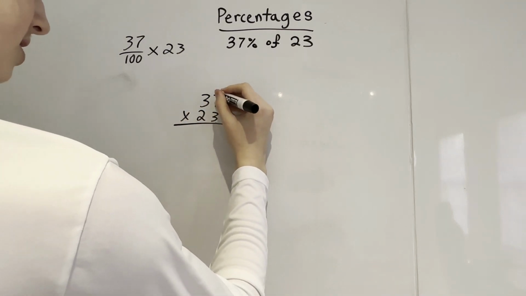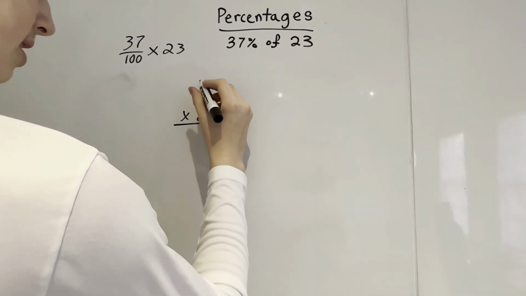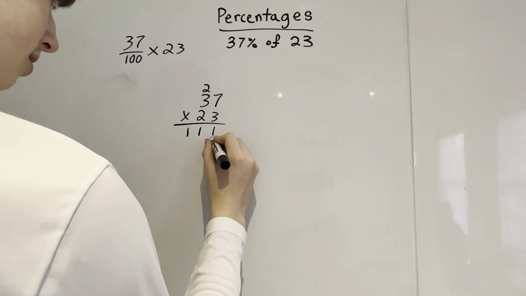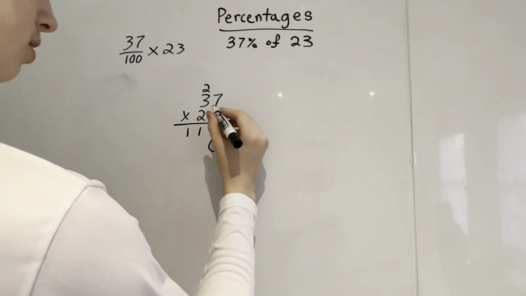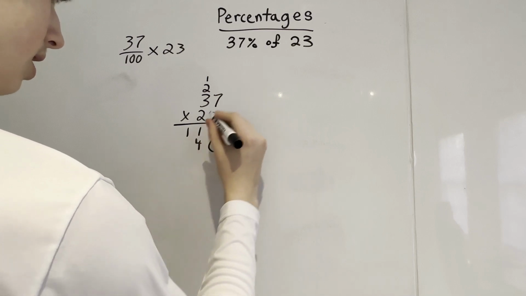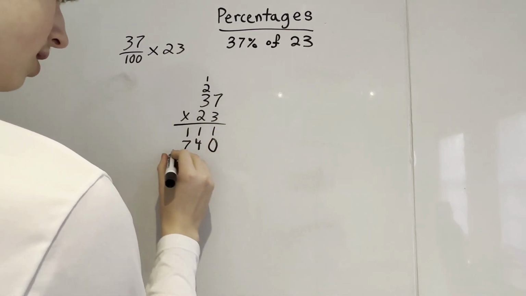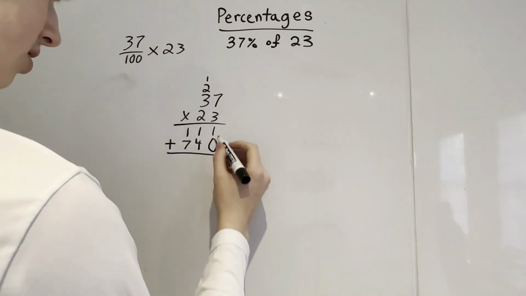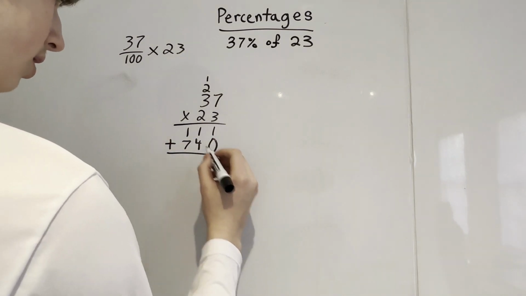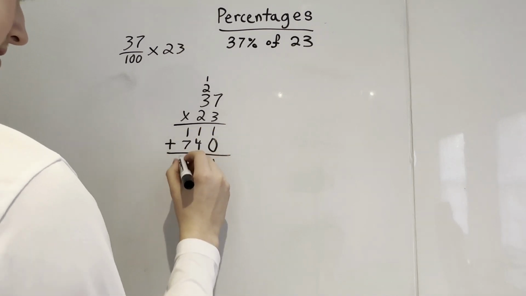All right, so we have 7 times 3, which is 21. 3 times 3, which is 9, plus 2 is 11. Add our 0 because we're doing a new row. Now we have 2 times 7, which is 14. And 2 times 3, which is 6, plus 1 is 7. Now we have to add these together. 1 plus 0 is 1. 1 plus 4 is 5. And 1 plus 7 is 8.